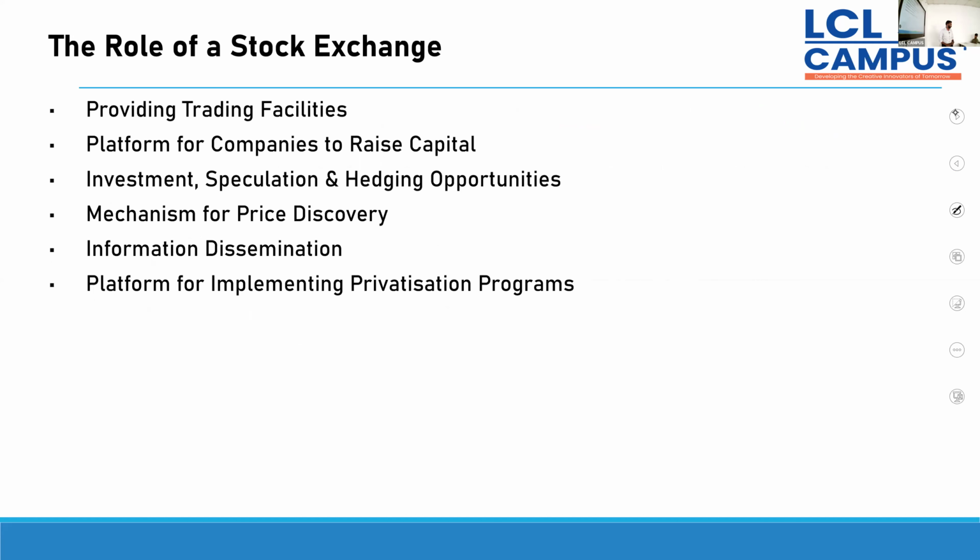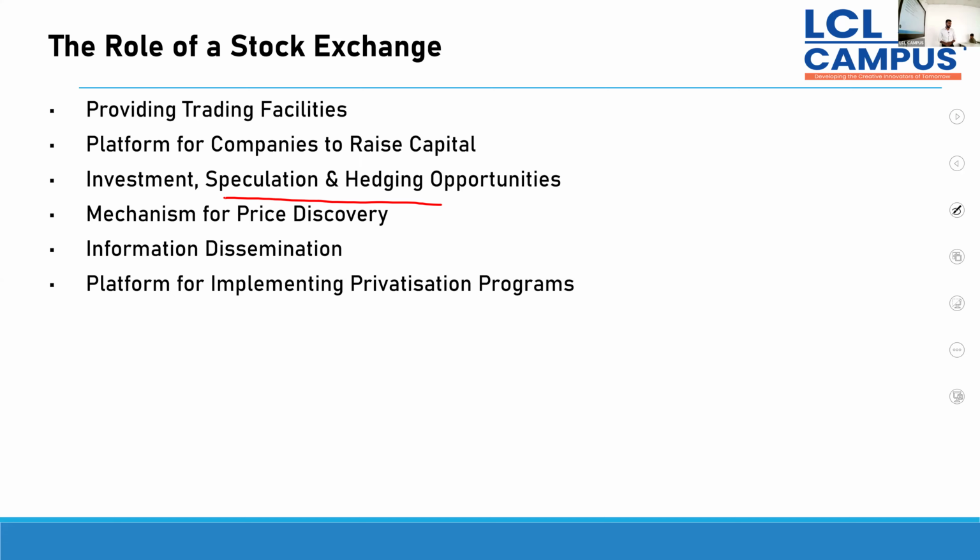Right. The role of a stock exchange. What is the role of this Colombo Stock Exchange? Providing trading facilities. That is the main role, no? What is the meaning of providing trading facilities? You should facilitate the transfer of funds between the buyer and seller, right? A platform for companies to raise capital, and investment speculation and hedging opportunities. Don't think that much about these terms, right? We will learn about hedging and all in the next year.